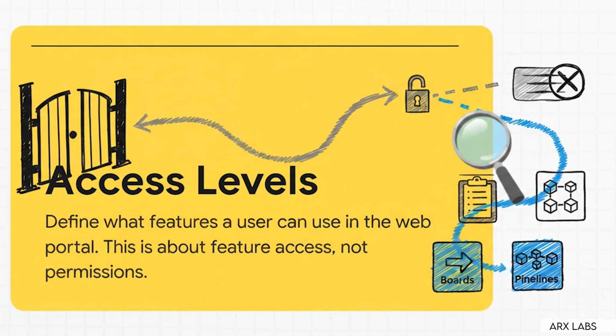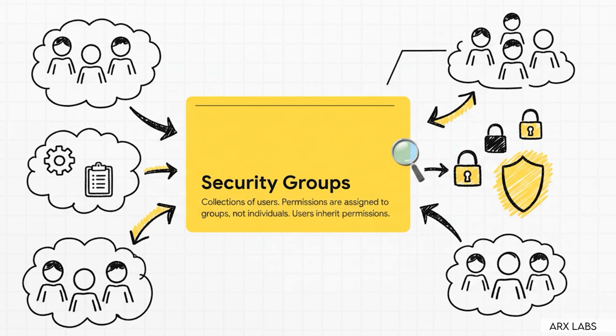All right, concept number 1, access levels. Now, this is a really important one to get right off the bat because, and this is key, it's not about permissions at all. This is just about what features a user can even see when they log in. For example, someone with the stakeholder level might only see the dashboards, but a user with basic access, they get to see the whole shebang, boards, repos, pipelines, you name it. So think of it like this. The access level is the ticket that gets you into the park, but it doesn't say which rides you're allowed to go on.